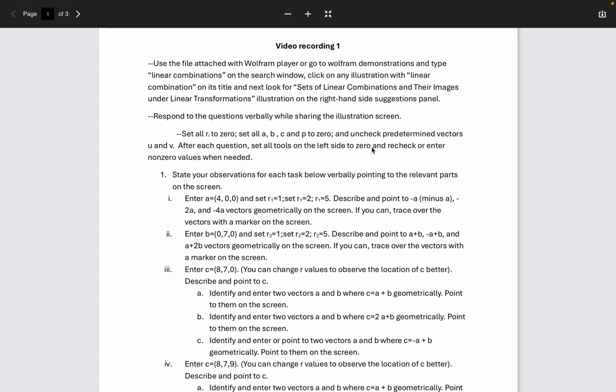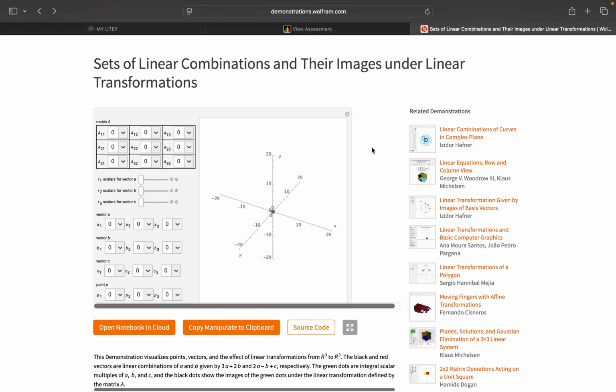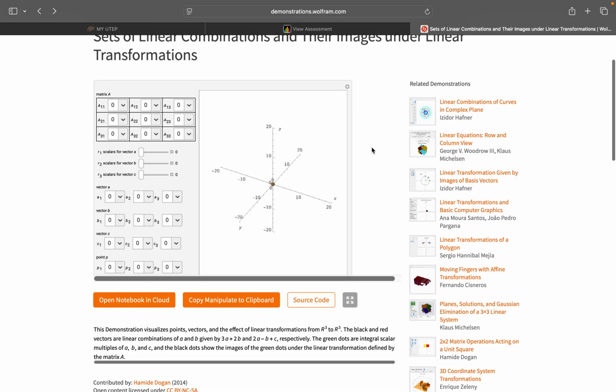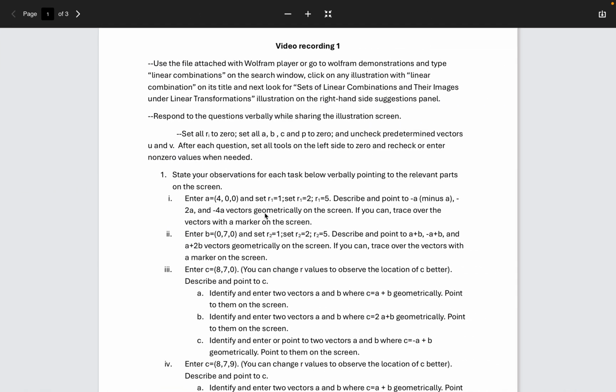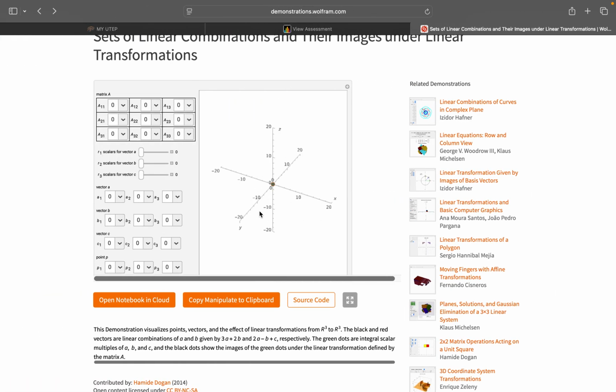Okay, hello. This is a video recording for the sets of linear combinations and their images, and how it geometrically represents plotting the vectors into the graph right here. And we can go ahead and interpret those numbers to see how this would work.